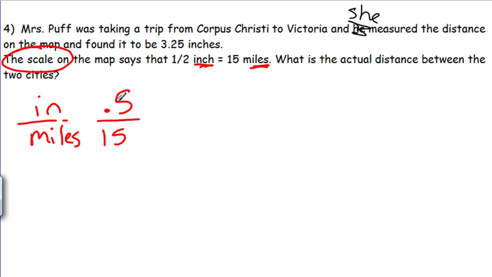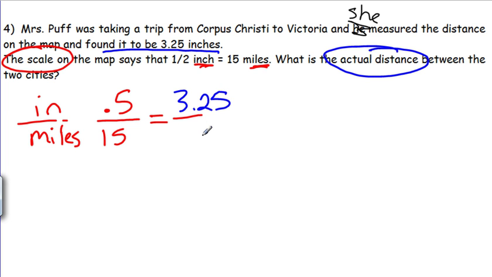Now we look back to the problem and say, what do we know? What does the problem tell us? Well, it says it's looked on the map and got 3.25 inches. So we put that on top of the inches. The question says what is the actual distance, so that's going to be in miles. So we don't know that, we can call it x, or d, or whatever letter you like best. But here is our proportion. So we can cross multiply. So we can do 3.25 times 15.